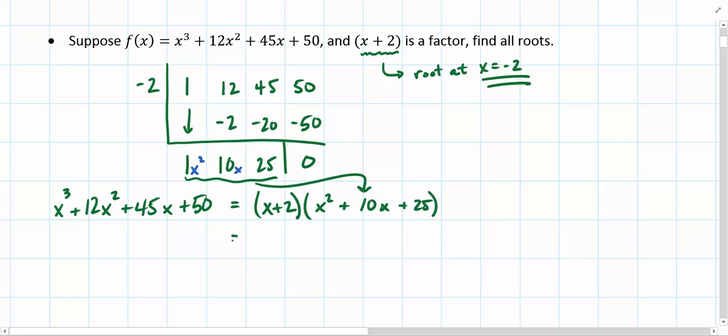And we could then try to factor this remaining trinomial. And fortunately for us, this factors very easily. If you think back to the work that we did in Unit 3 about factoring quadratics, you should recognize that we can find two numbers that multiply to equal 25 but add to equal 10x. So those two numbers are 5 and 5.